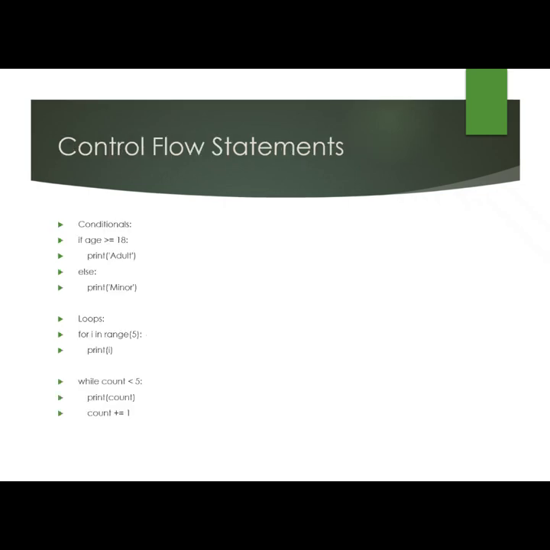Slide 5, control flow statements. Control flow statements allow Python to make decisions or repeat tasks. For example, with conditionals, Python can determine what to do based on a condition. If age >= 18, print "adult", else print "minor".